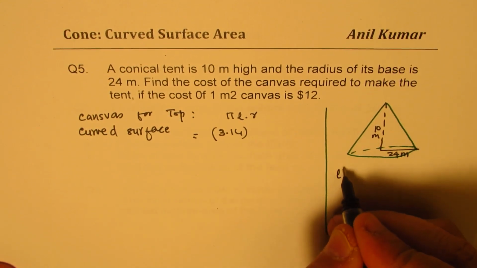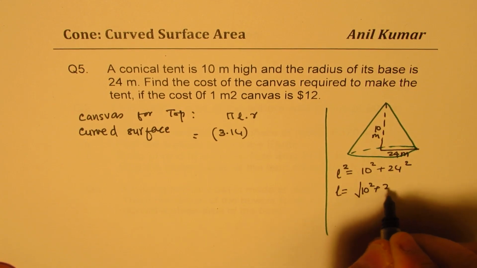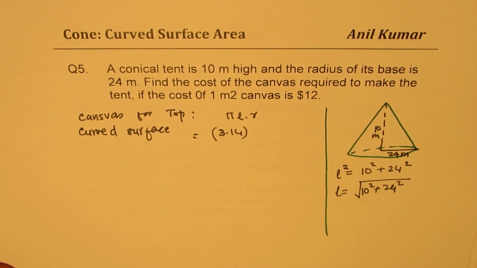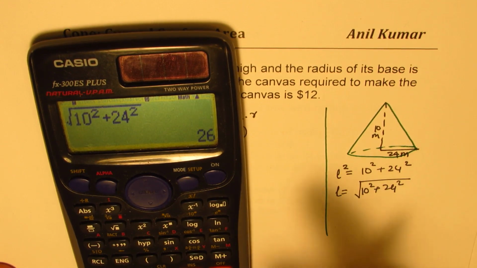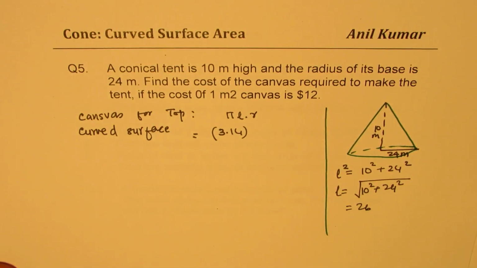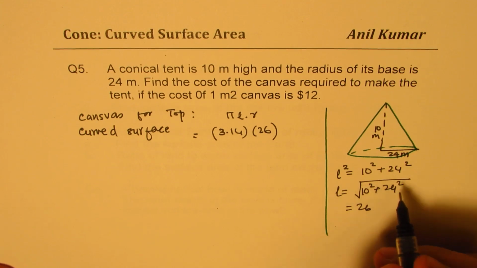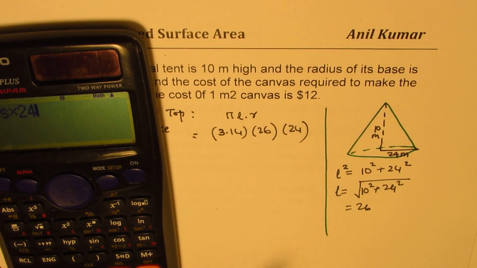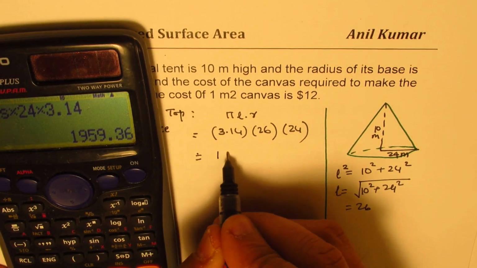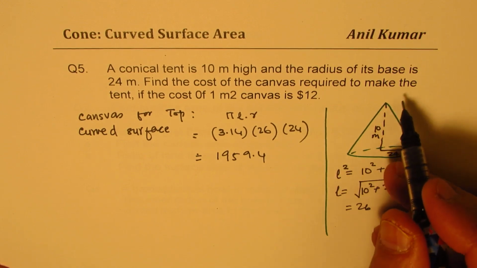So lateral length L square will be equal to 10 square plus 24 square. So L will be square root of 10 square plus 24 square, and it is equal to 26. So we know L is 26, right? So we just found L as 26. We'll write 26 and R is given to us as 24. So we'll multiply these, right? So we have 26 times 24 times 3.14, which is giving us approximately 1959.4. Correct? So that is the curved surface area on the top of the tent.